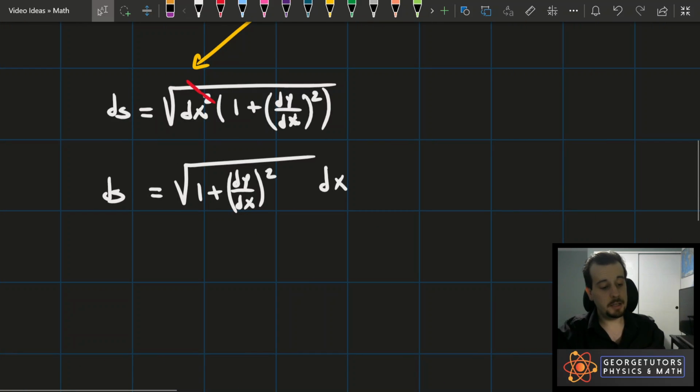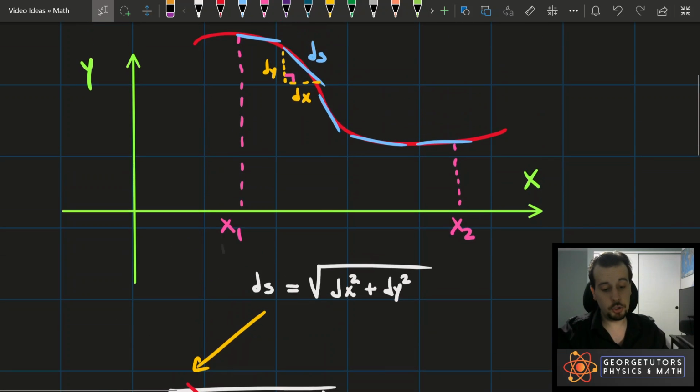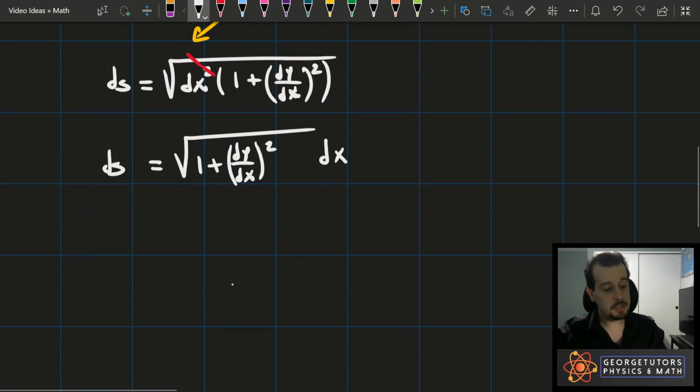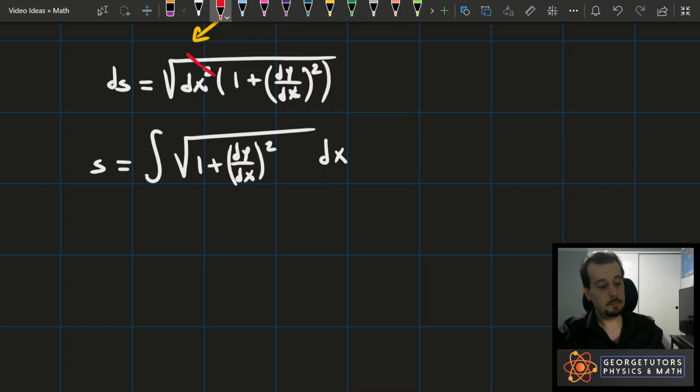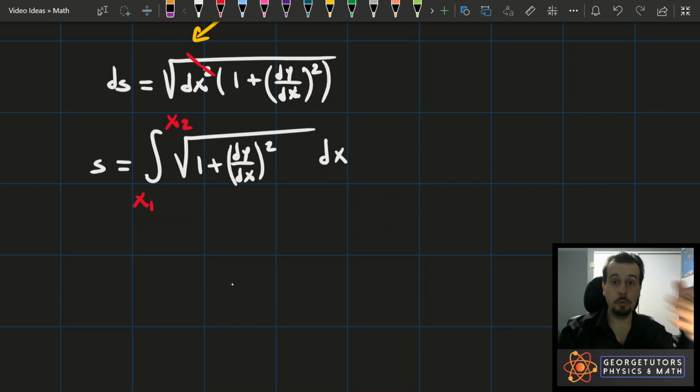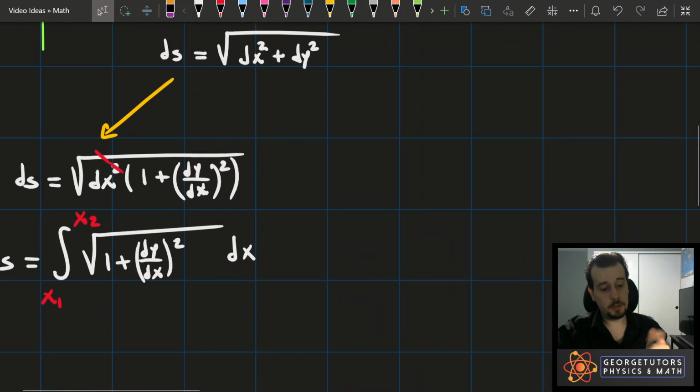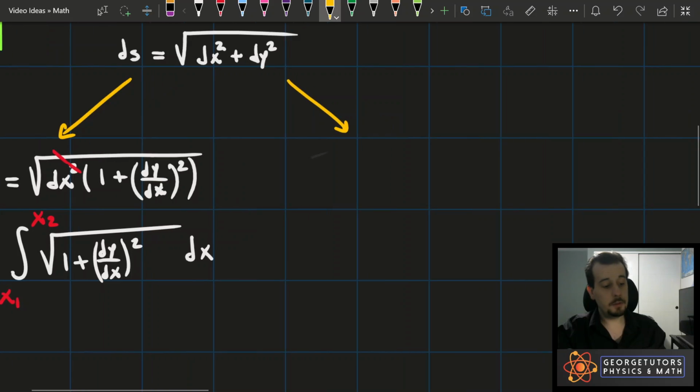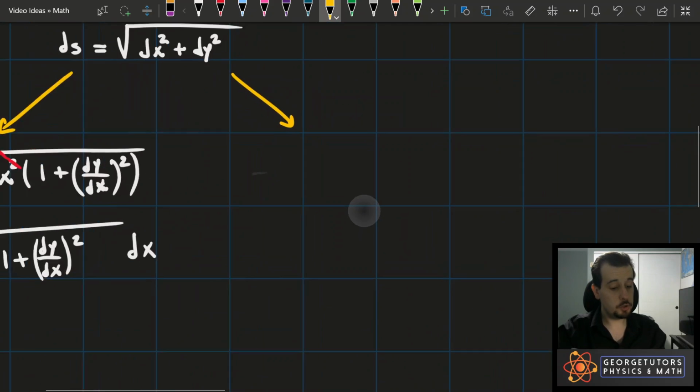Now, if we want to find, of course, the total length s of the curve that we've defined between x1 and x2, we've got to do the integral. We've got to sum all those ds's up. So we will integrate between x1 and x2 this quantity over here. And that is basically how we do it for Cartesians. We're not very interested in that though here in this video. We're showing it as a reference. We're interested in deriving the one for parametric equations.